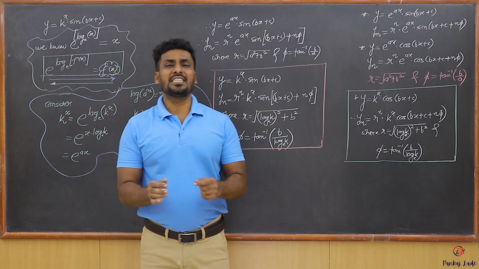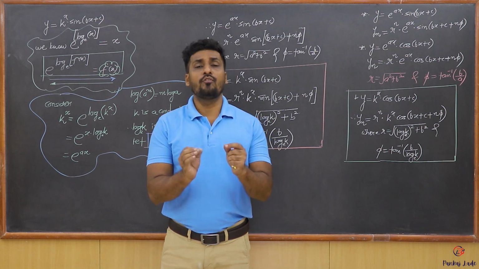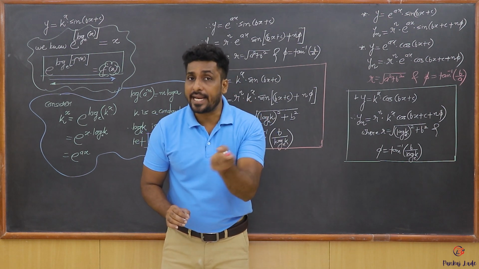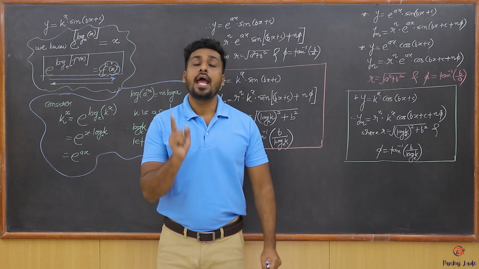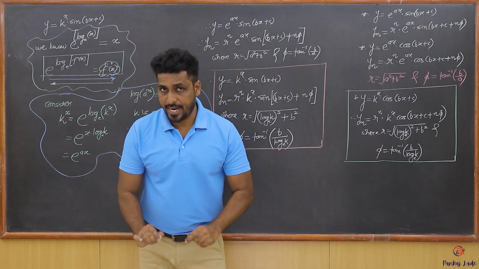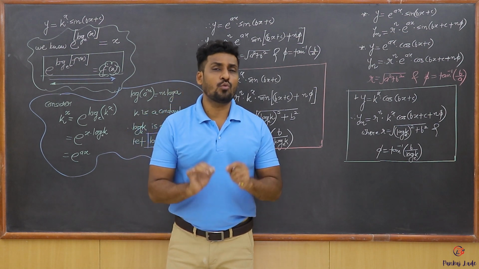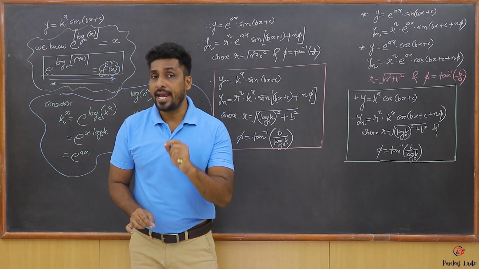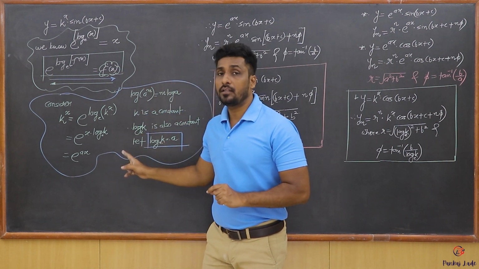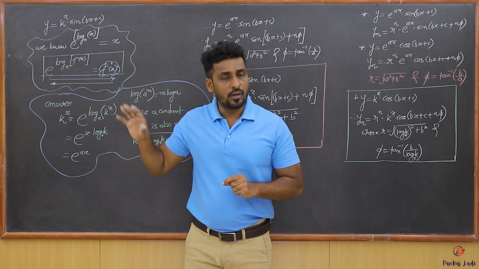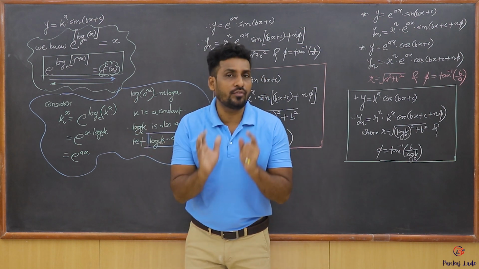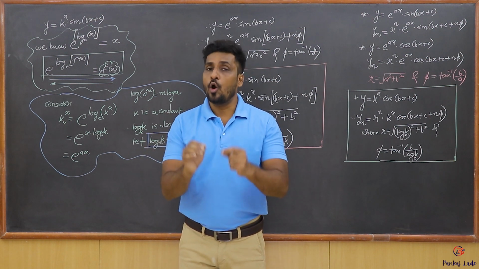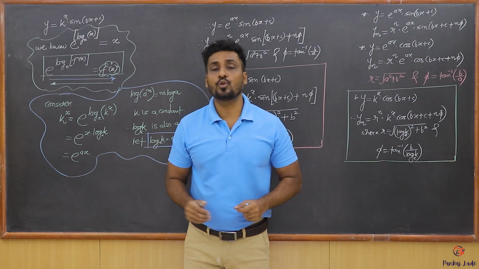So students, here what have you learned? You have learned the standard formulas, the derivations for y is equal to k raised to x into sine bx plus c and k raised to x into cos bx plus c. What I did in the derivation was I simply changed k raised to x into e raised to ax using the formula of logarithms. That is the only new thing that you have learned in this particular derivation. The rest of the derivation is exactly the same as the previous two derivations. So I hope you have understood this particular derivation. Now let's proceed ahead, students.